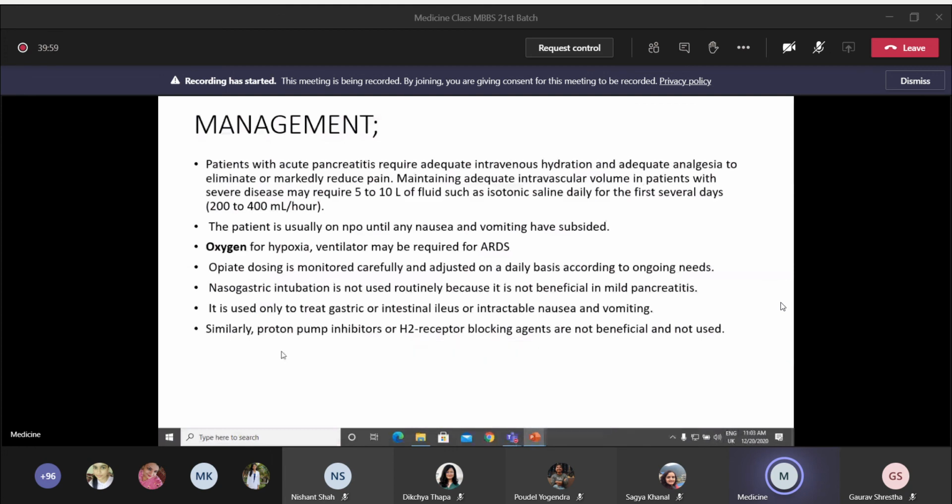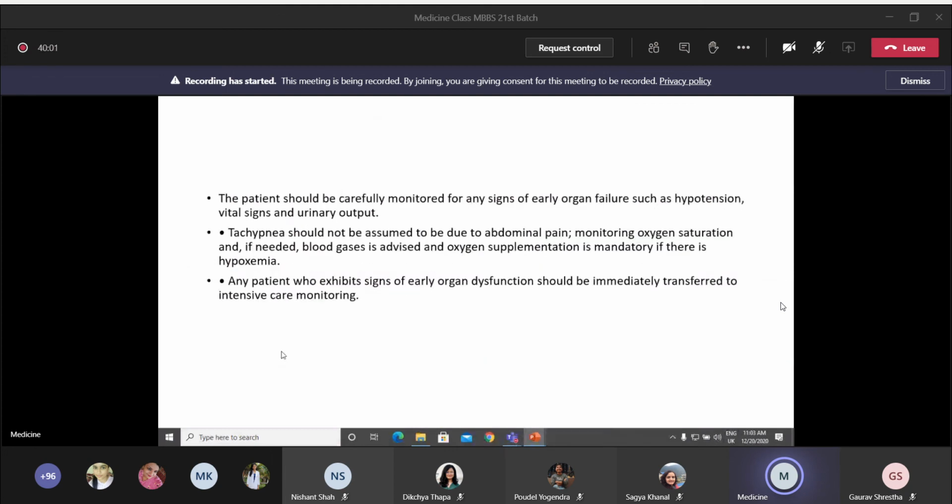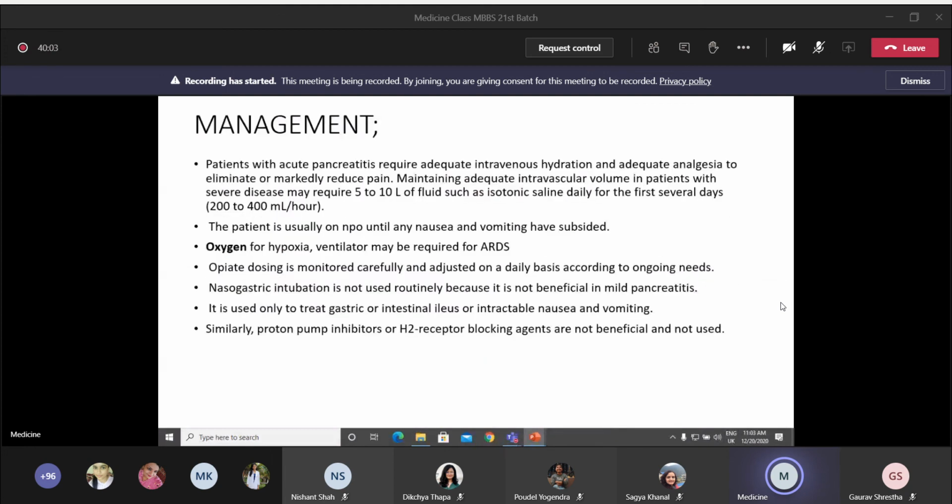Okay. So management, the first and foremost management is IV fluids, because, as I told you, there is a massive fluid loss, massive, more than 3 liters, sometimes 6 liters of fluid can be lost. So the first and foremost important point in the management is IV fluid, intravenous hydration, and adequate analgesia because of severe pain. These 2 are the gold standard or core steps in the management of acute pancreatitis.